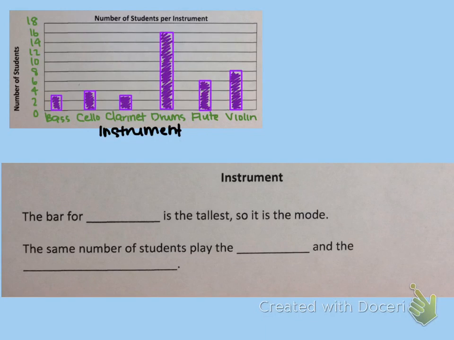We can't forget the second part of the problem, which is summarize and describe the data distribution. So we're going to look at our bars, and we see that the bar for the drums is the tallest. So it is the mode. And then any other observations we make, we can write down. For example, I noticed that the same number of students play the bass and the clarinet because those bars are the same height.